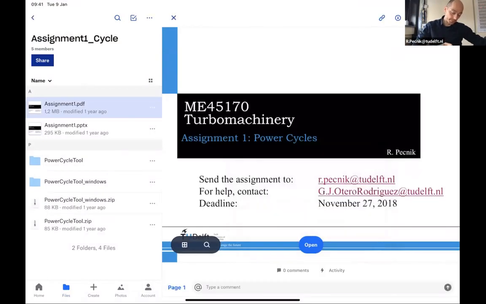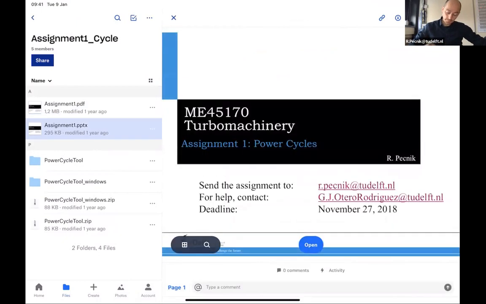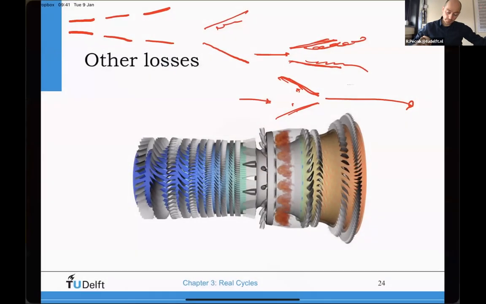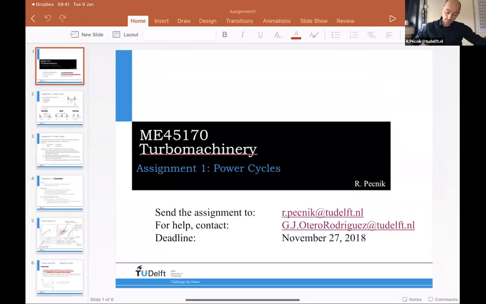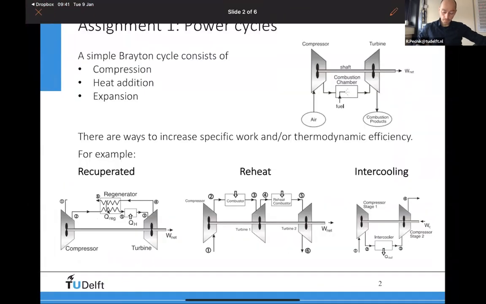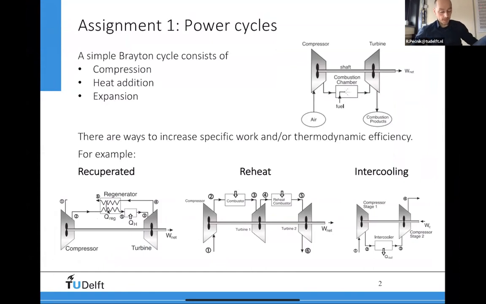Let me open this one again. So the first assignment is as follows. You have a simple Brayton cycle. This is just, again, a repetition. A simple Brayton cycle consists of compression, heat addition, and expansion. This is what Gustavo wrote here some years ago. But then you also have different ones, which we discussed already. You have a recuperator, reheat, and intercooling, right?